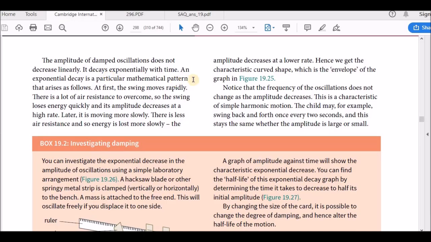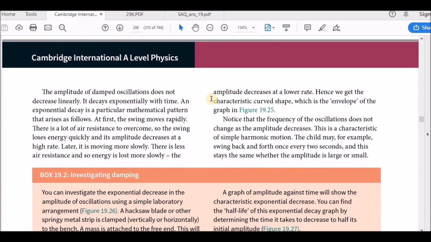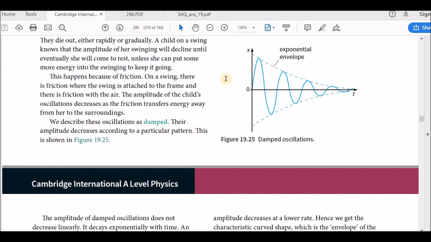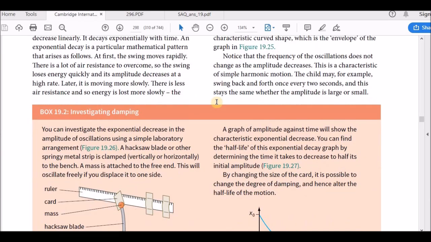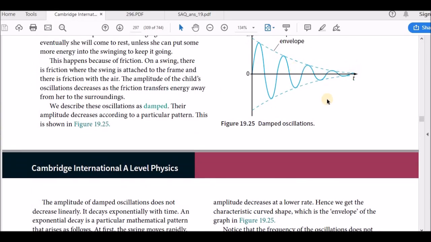Alright, so about the way this amplitude decreases, we have an exponential envelope. You can see the amplitude of damped oscillations does not decrease linearly, it decreases exponentially with time. An exponential decay is a particular mathematical pattern that arises as follows. At first, the swing moves rapidly. There is a lot of air resistance to overcome, so the swing loses energy quickly and its amplitude decreases at a high rate. Later, it is moving more slowly. There is less air resistance and so energy is lost more slowly.